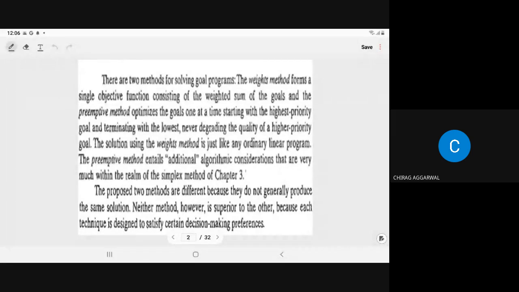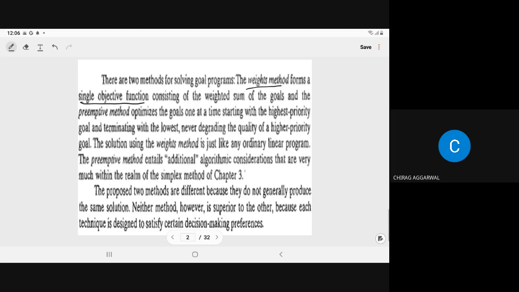There are two methods for solving the goal program. First one is the weight method, right? And another one is the preemptive method. In the weight method, we form a single objective function. Seeing the weights, we try to convert the multiple objectives, using the corresponding weights, into a single objective function. So here the single objective function consists of the weighted sum. We form the single objective function from the multiple objectives by taking the weighted sum of the goals.